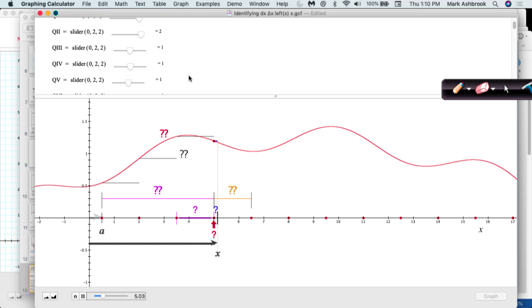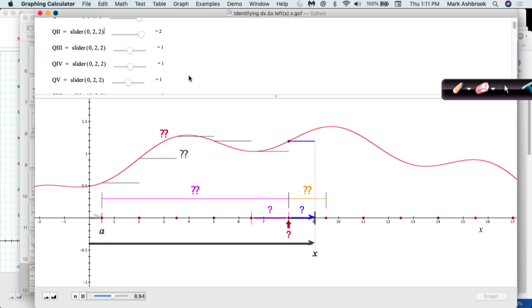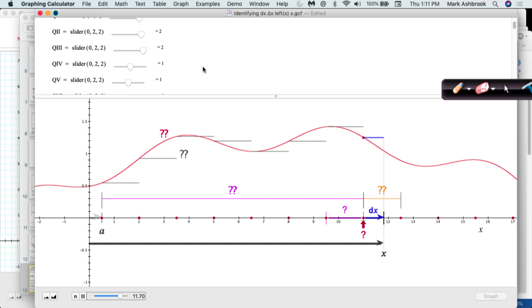What varies through intervals? It's a variable. Delta x is not a variable. Delta x is a parameter. It's our interval width that we set. And then what varies through delta x intervals? dx varies through delta x. It's a variable. Okay, so what's the purple one?